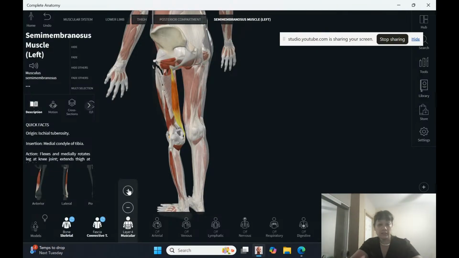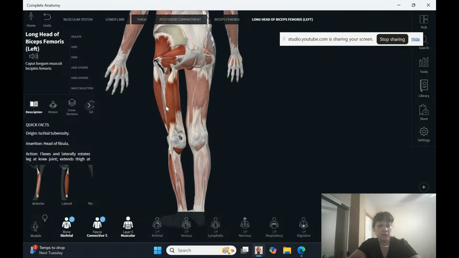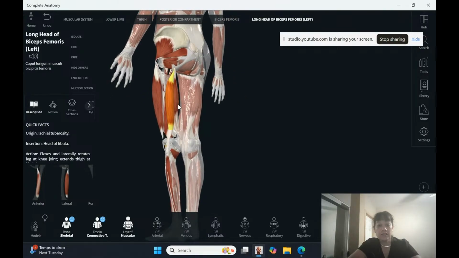So we'll add another layer, and then here's more of our biceps femoris. You can see it attaching to the ischial. So this other head, there are parts of the hamstring that attach from the linea aspera of the femur, in the back of the femur.